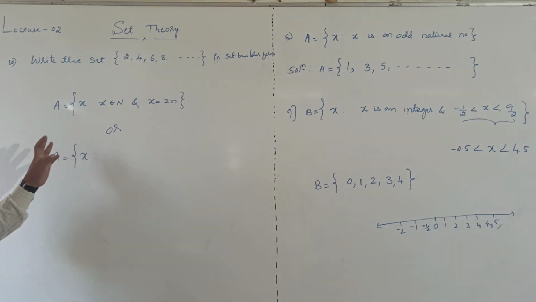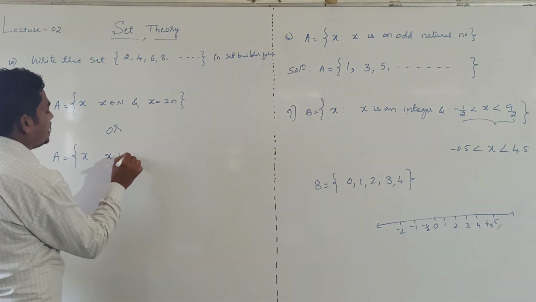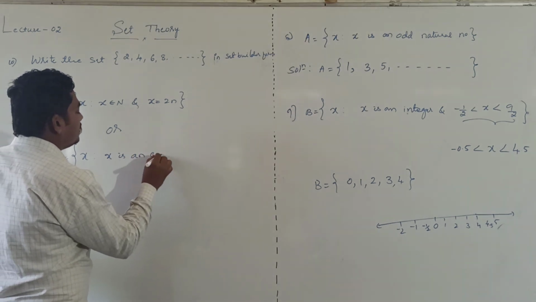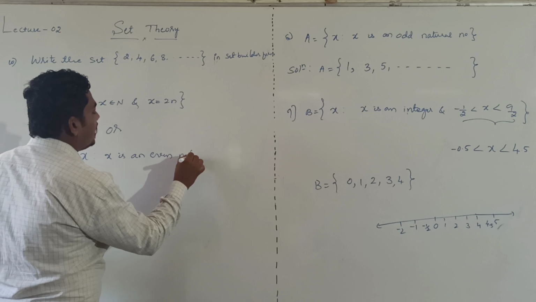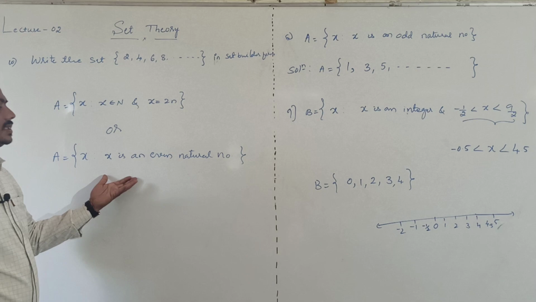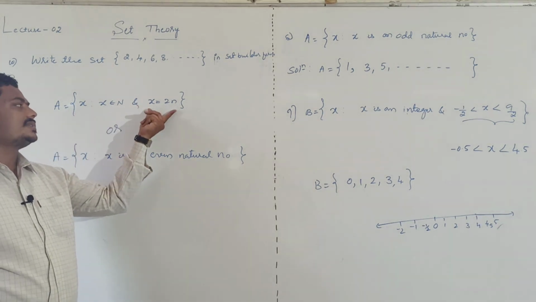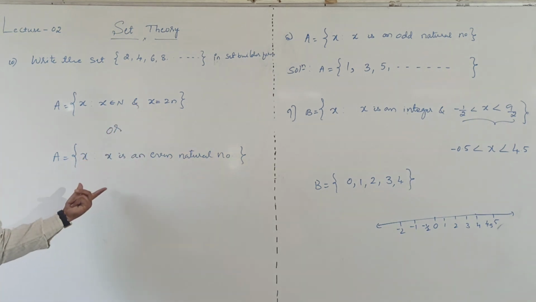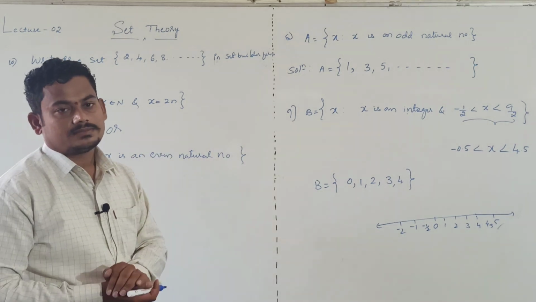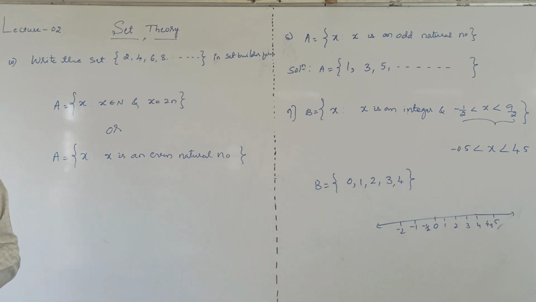X such that X is an even natural number. Both represent the same only. It is one of the methods. X should be a natural number and X equal to 2n. Or in other words, X such that X is an even natural number. It is the roster form and the corresponding set builder form.